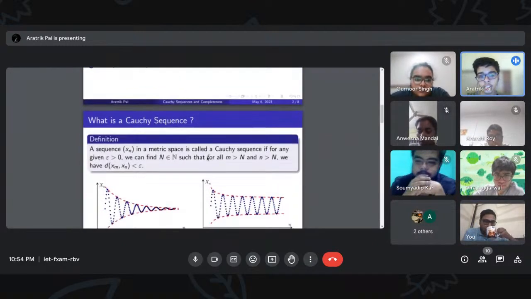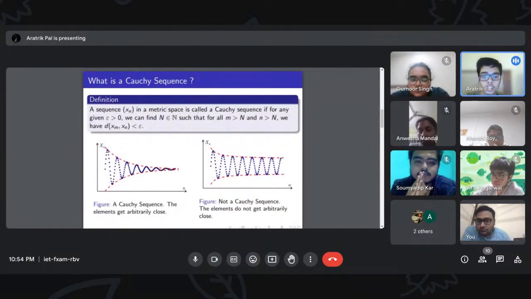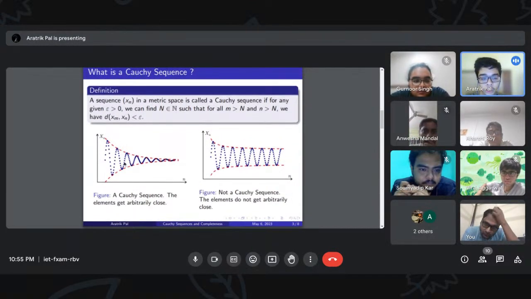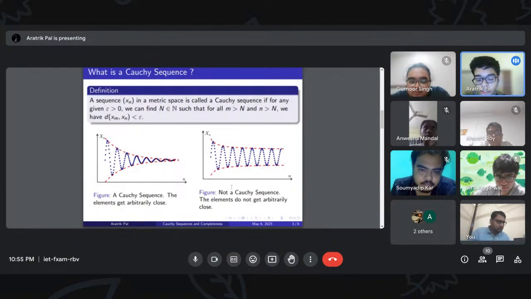So I start with what is a Cauchy sequence. A sequence xn in a metric space is called a Cauchy sequence if for any given positive epsilon, we can find a natural number N such that for all m and n greater than N, the distance d(xm, xn) is less than epsilon. So what this is saying is that as we increase n, the elements keep on getting closer to each other. The first graph shows that the elements are getting closer and closer to each other, while in the second figure, the elements don't get arbitrarily close. So that's the definition of a Cauchy sequence.